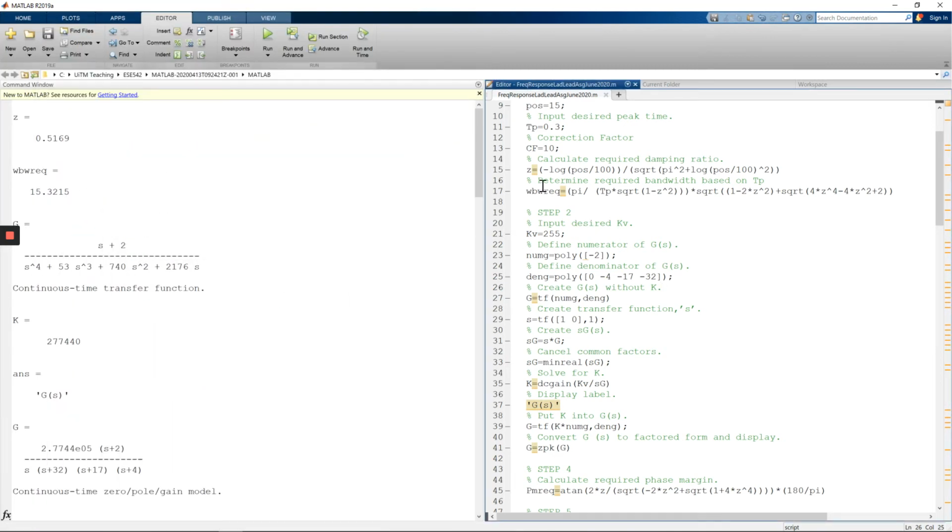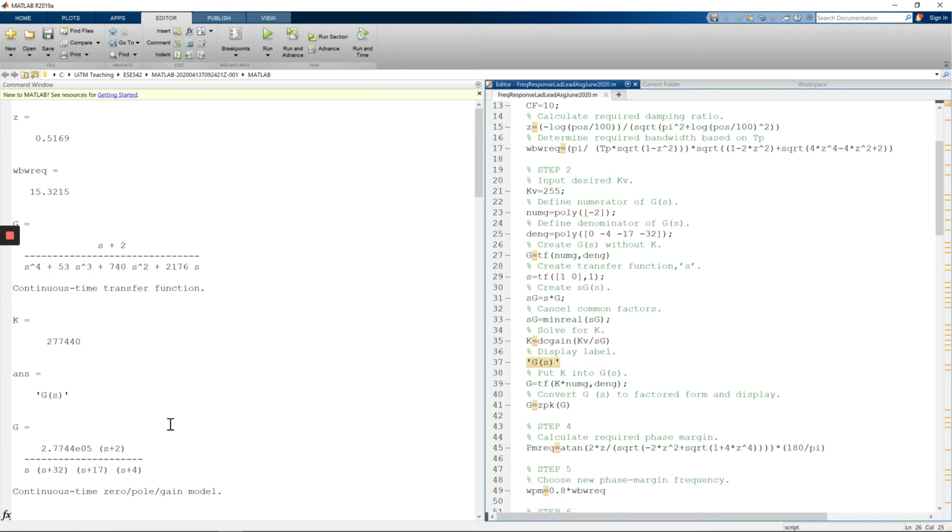This is the answer. For the damping ratio, based on this formula, the value is 0.5169. The required bandwidth frequency based on peak time is 15.3215. Okay, so the unknown gain K for step 2 is 277,440.